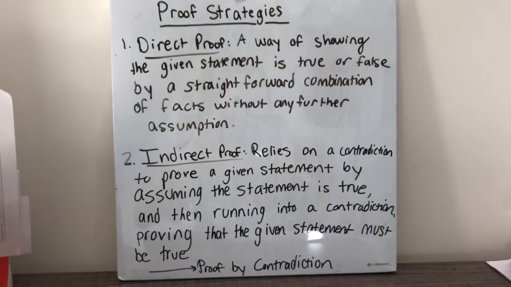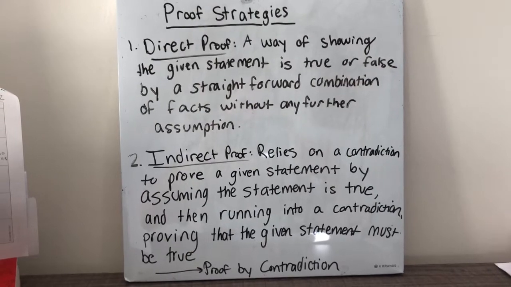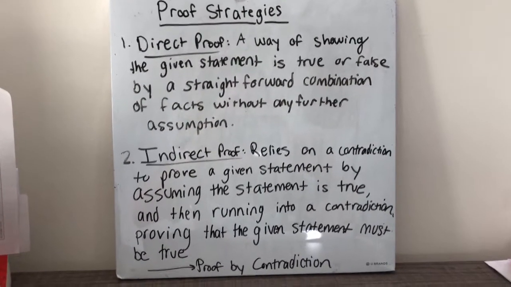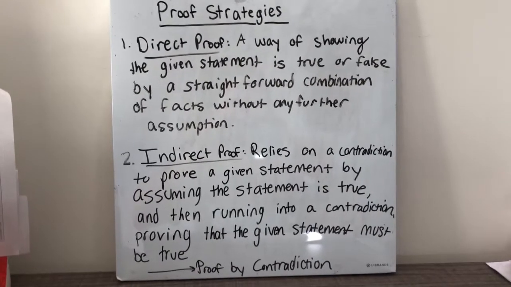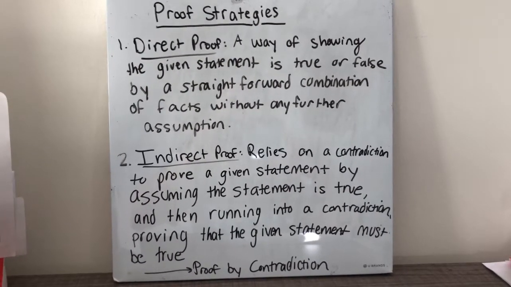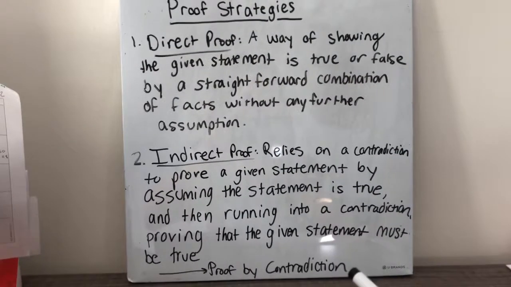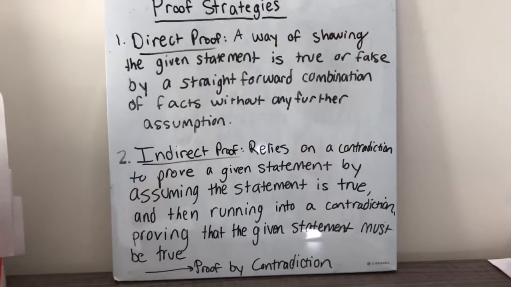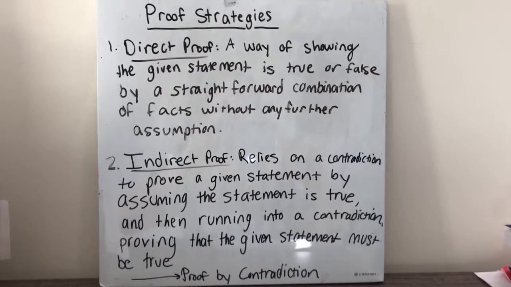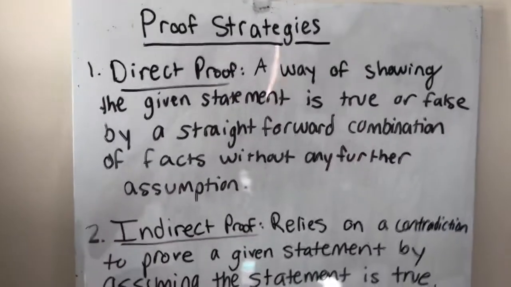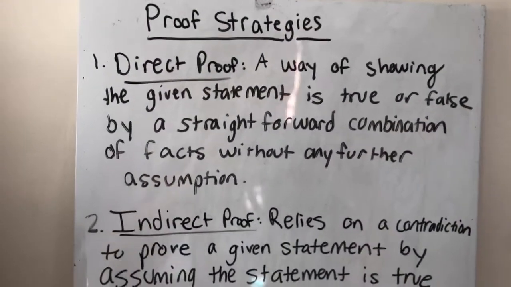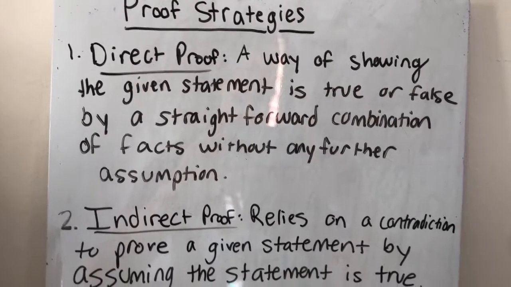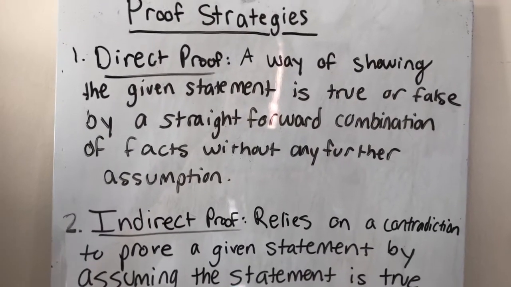So let's take a look at the proof strategies that I have on the website or interactive module here. I know I listed 3 types on the website, and technically there are only 2, but as you can see, there is a proof by contradiction that is in itself an indirect proof. We're going to hit what a direct proof is first. A direct proof is a way of showing the given statement is true or false by a straightforward combination of facts without any further assumption.